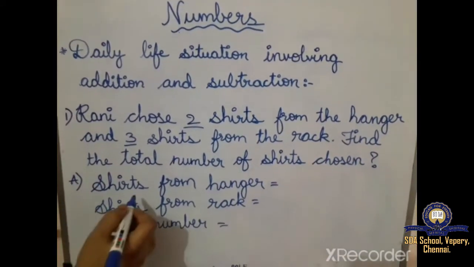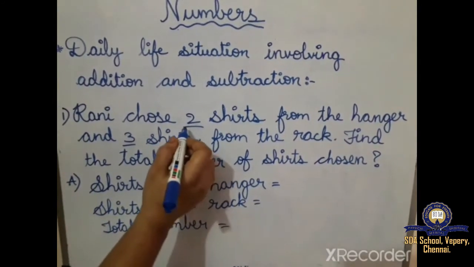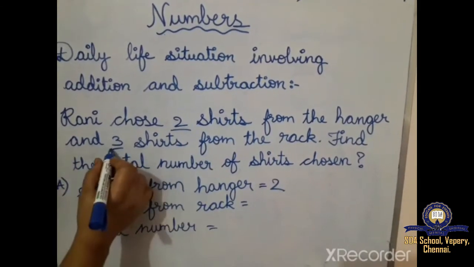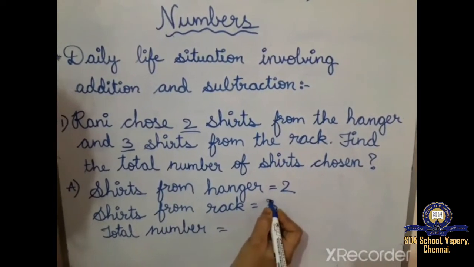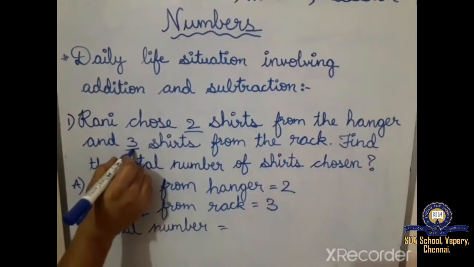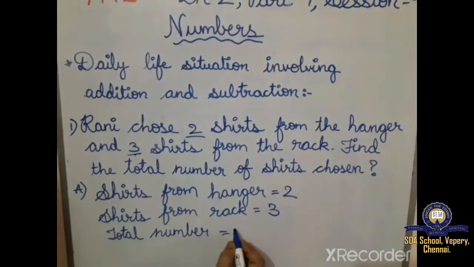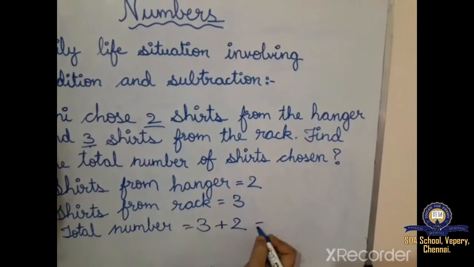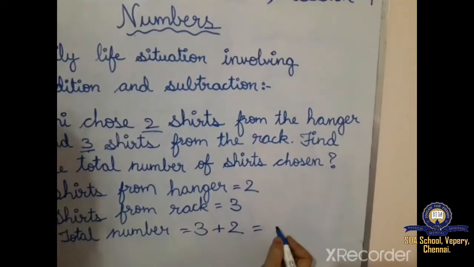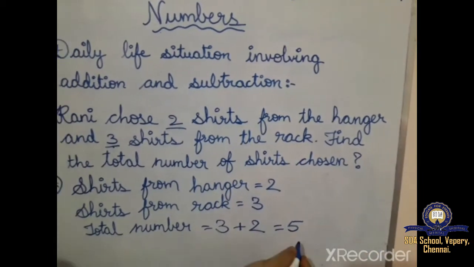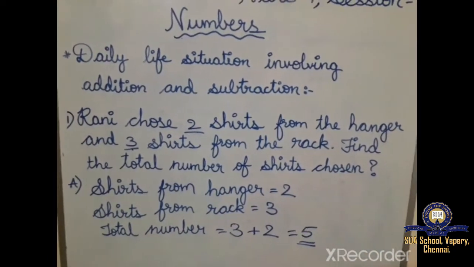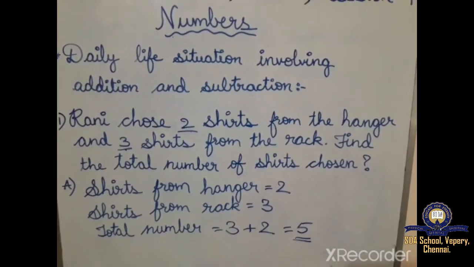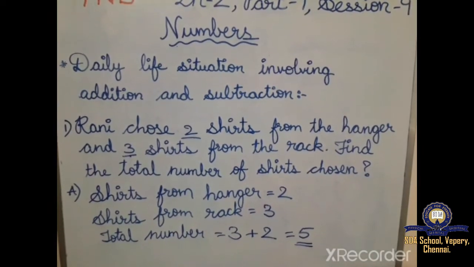How many shirts from the hanger? 2. And how many shirts from the rack? 3. So for the total number, we have to add this one plus this one. 3 plus 2, how much? 5. So the total number of shirts chosen by her is 5. I think you all got the answer correctly. Shall we go into another topic today?